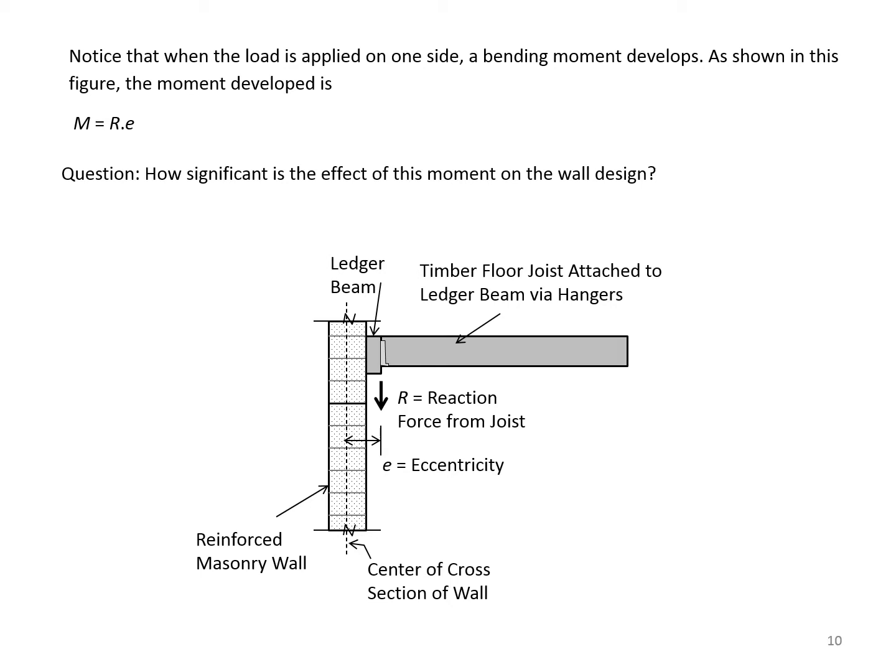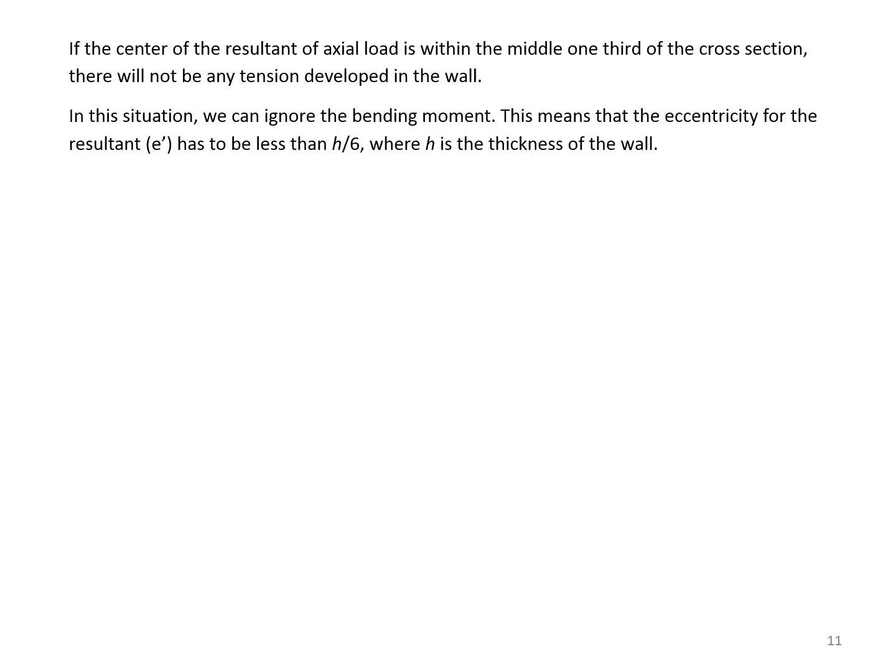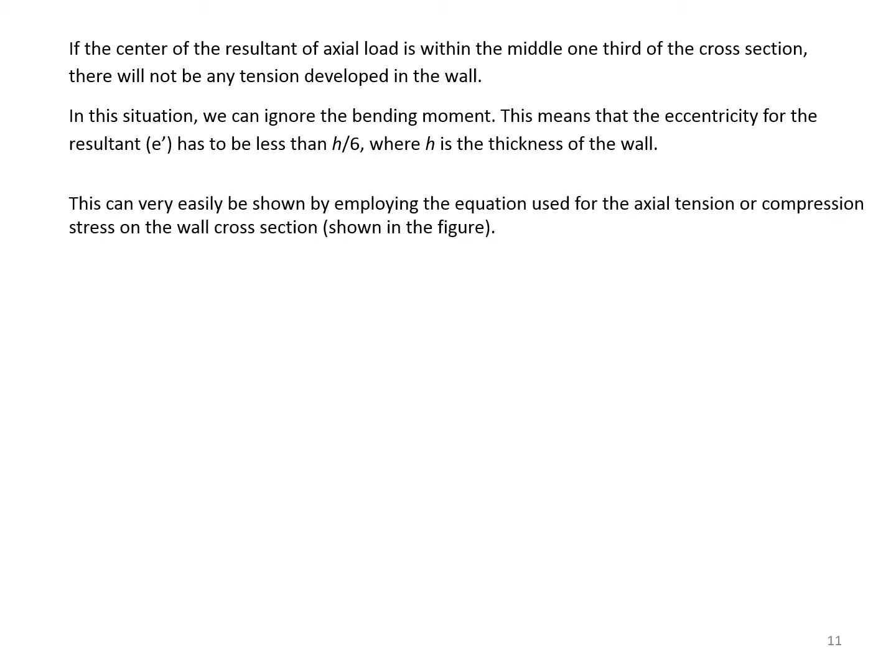The question is, how significant is the effect of this moment on the wall design? If the center of the resultant of axial load is within the middle one-third of the cross-section, there will not be any tension developed in the wall. In this situation, we can ignore the bending moment. This means that the eccentricity for the resultant, let's call it E prime, has to be less than h over 6, where h is the thickness of the wall.